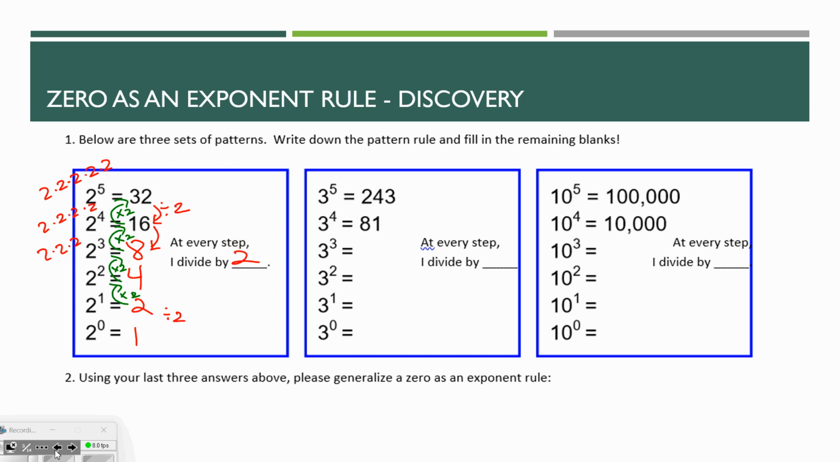Let's look at what happens when 3 is our base. So 3 to the 5th is 243, and you can use your calculator for this. 3 to the 4th is 81. 3 times 3 times 3, 3 times 3 is 9, times 3 again is 27, right? 3 squared is 9. What is the pattern? Every time I go from one to the next, I'm dividing by 3. And that makes sense because that's our base, right? So 9 divided by 3 is 3. 3 to the 1st is 3. We know that. Well, what is 3 divided by 3? It's 1.